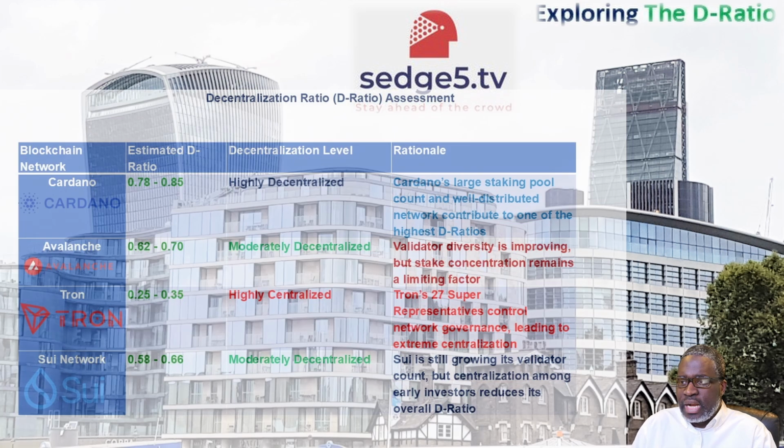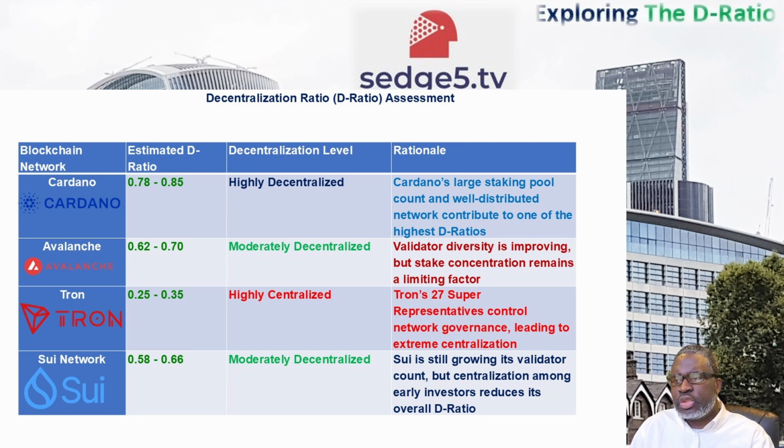Next, you got Cardano. Cardano ranges from 0.78 to 0.85, which means it's highly decentralized. Cardano's large staking pool count and well-distributed network contribute to one of the highest D ratios. That's not going to be popular, but if you want to put it in blunt terms, Cardano is most likely a better version of Bitcoin, just that the tokenomics suck and it's not as popular. But I think from the underpinning science, probably Cardano is better designed than Bitcoin. That's just my own opinion, of course. It's not financial advice.